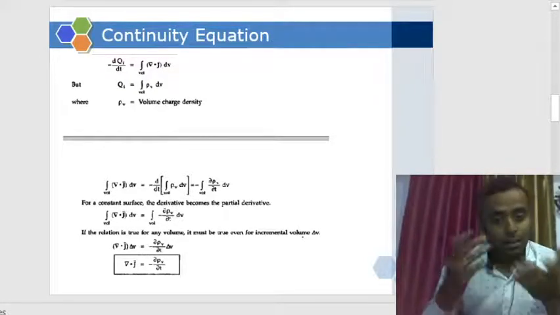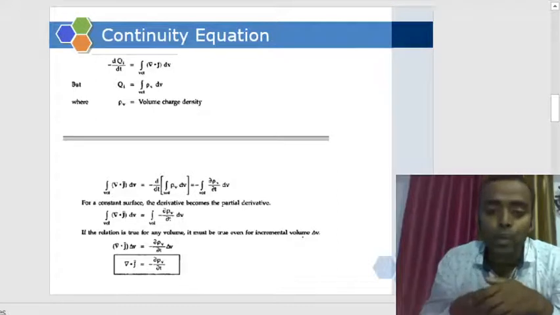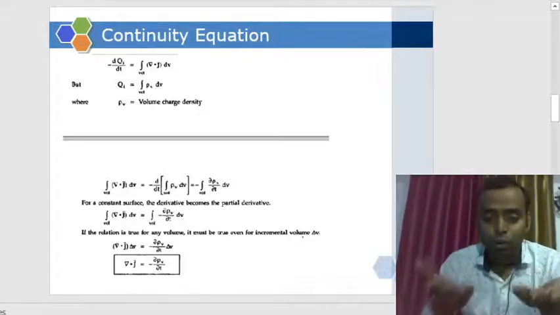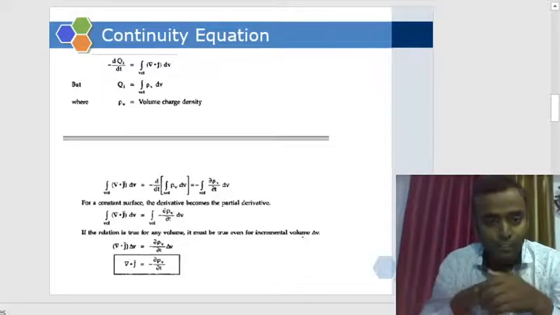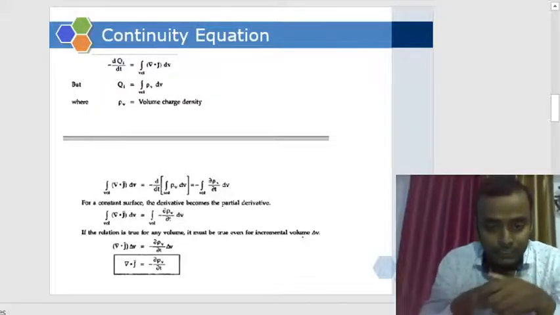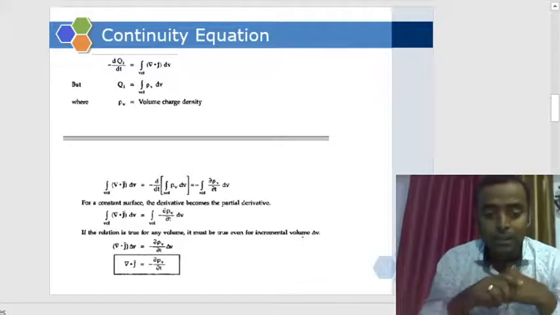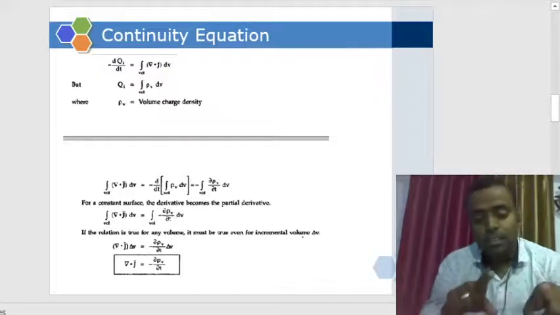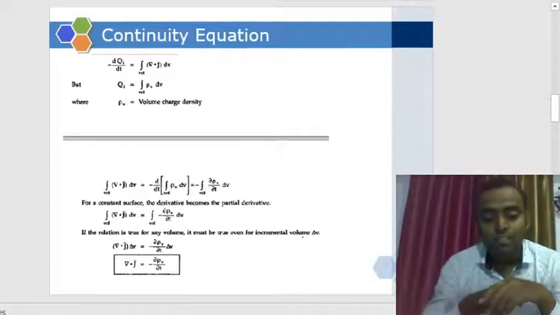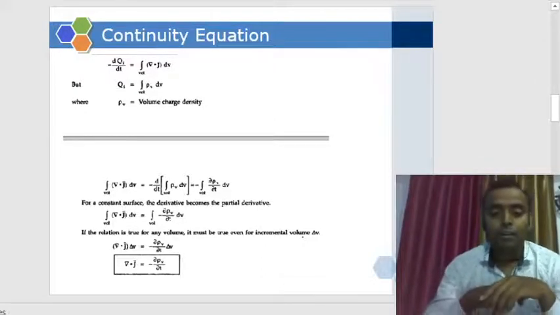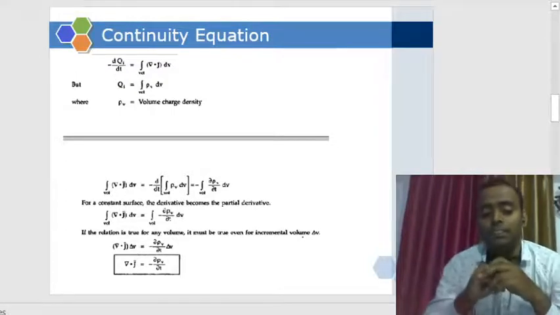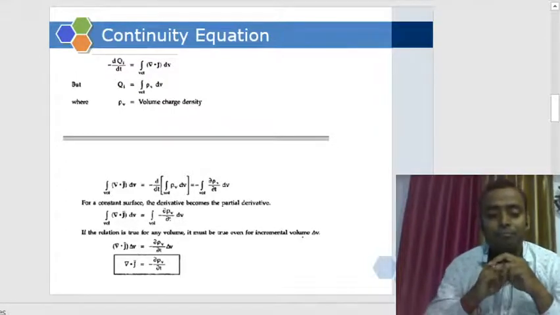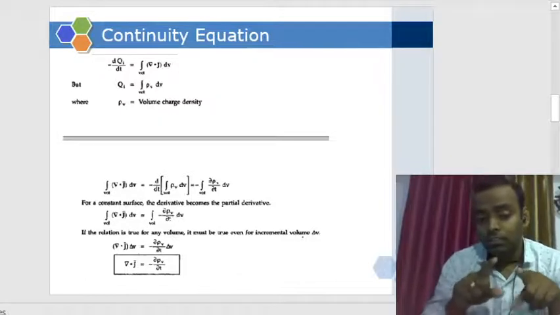Okay. Of course, we can write this qi in the form of volume integral. Why? Because we want to eliminate this volume integral. So we have substituted this, and from this mathematical manipulation, as you can see here in the slide also, we will get del dot j is equal to minus of del by del t of rho v. What is rho v? Volume charge density. Okay. So what this signifies?